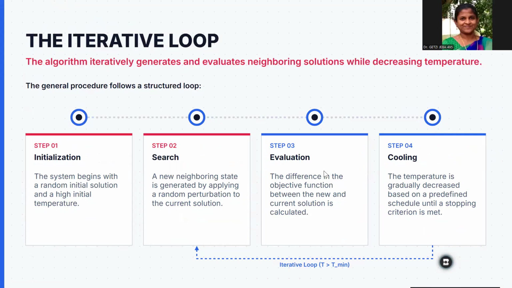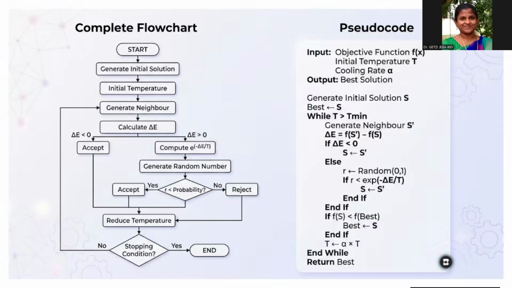So if you think about it overall, you will initialize the solution, you will search for the best candidate, you will evaluate it, and this evaluation is similar to that of a cooling period. You will gradually try to find out, using the probability of acceptance, is there any better solution nearby. So this is a complete flowchart and the pseudocode of the simulated annealing function.